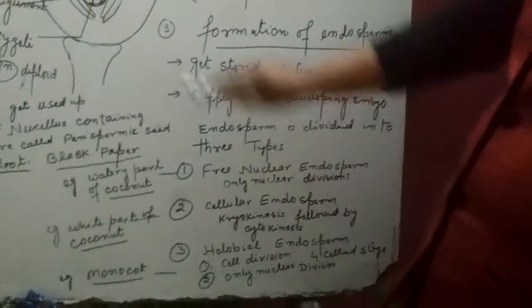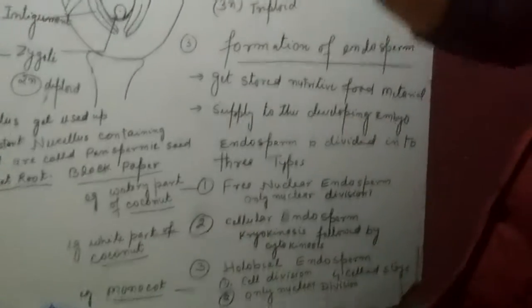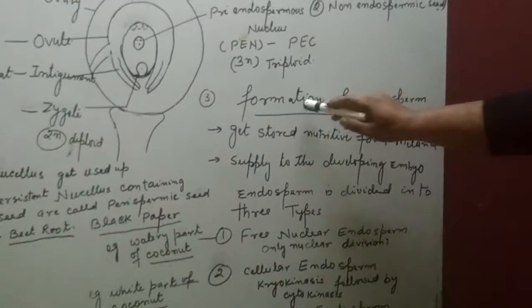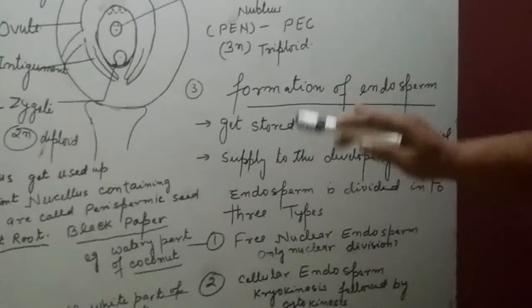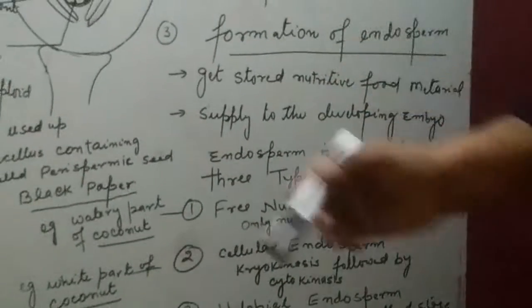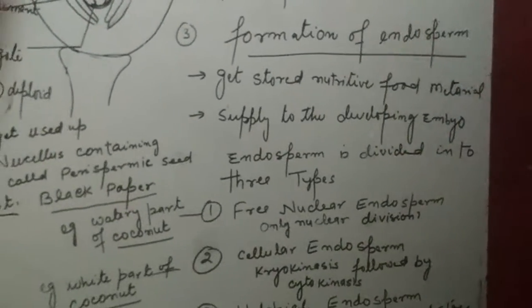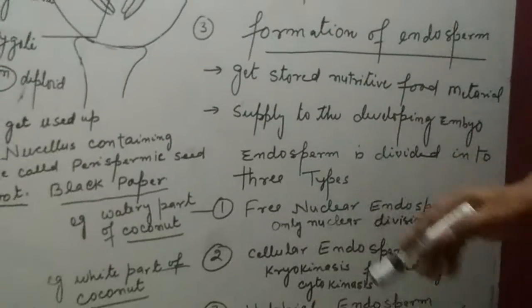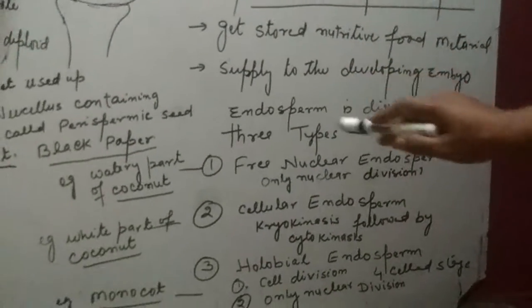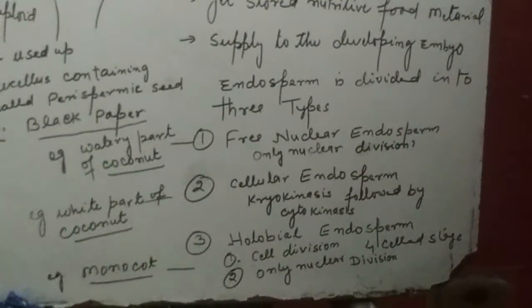The third point is the formation of endosperm. After triple fusion, the secondary nucleus fuses with the male gamete to form the endosperm, and the endosperm stores the nutritive food material to supply the developing embryo. So the endosperm only helps to provide nutrition to the developing embryo. There are three types of endosperm.